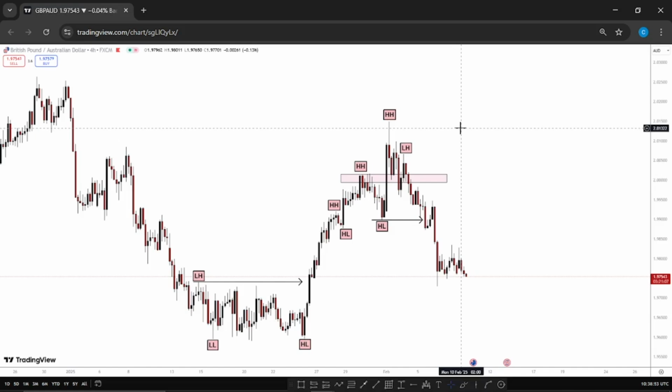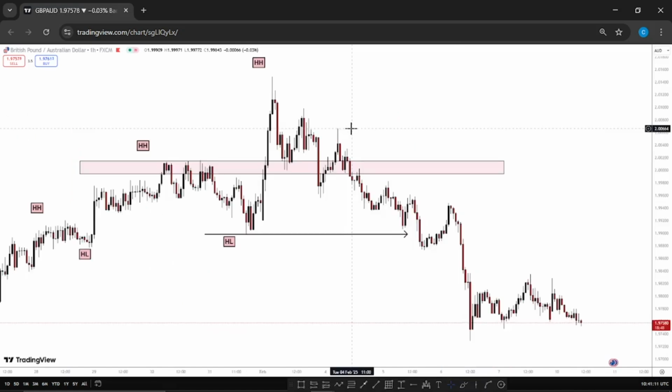The next thing I did was to drop down to my H1 time frame to look for my entry. So now let's drop down to our H1 time frame to look for our entry. Now, when we came down to our H1 time frame, what was the first thing we realized? We realized on the H1 time frame, price was also giving us a bullish market structure.